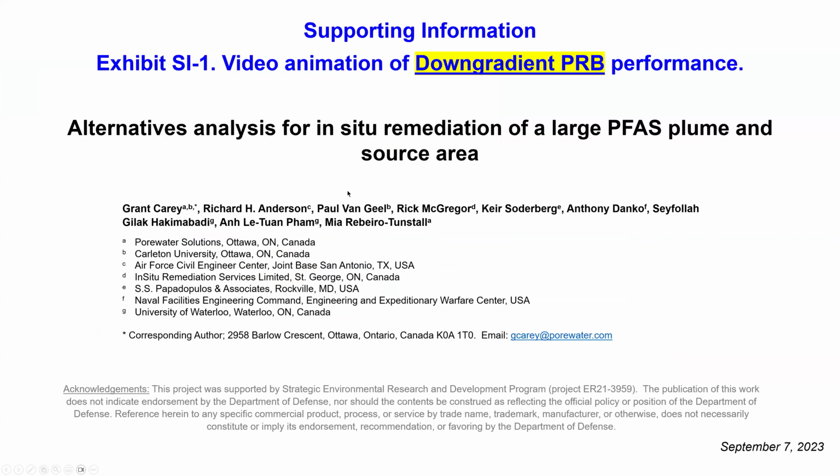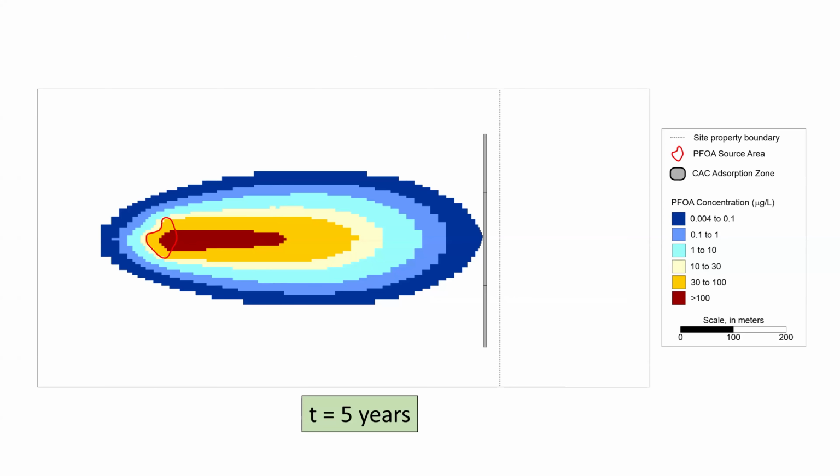So the results for this, we've actually got a video that's available online for download in the supporting information section of the paper. This first set, I didn't want to show a video on a webinar because they never work, but I'm going to show you what the results look like in the time series slides. So 5 years in, we see the plume is just reaching the downgradient barrier.